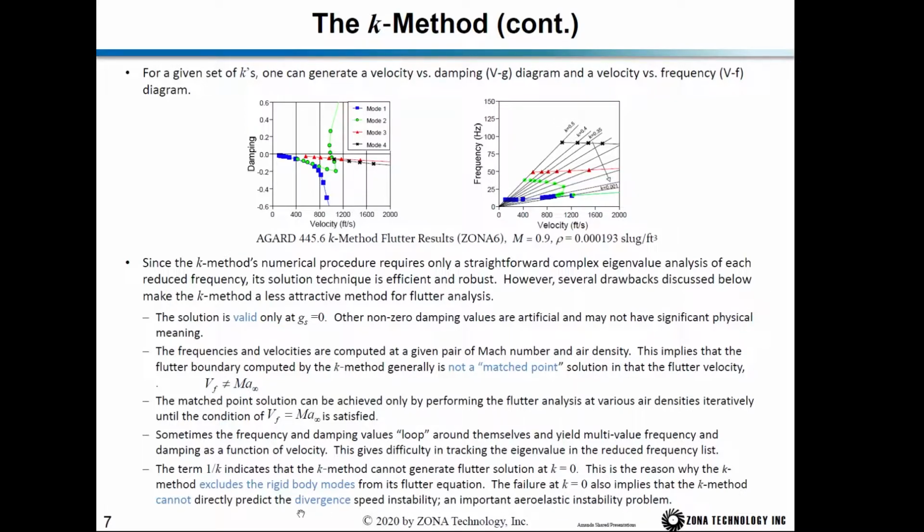Normally, when divergence speed instability occurs, the frequency drops to 0. This is the reason why, because of the 1 over k term, the K method cannot directly give you the divergence speed instability.